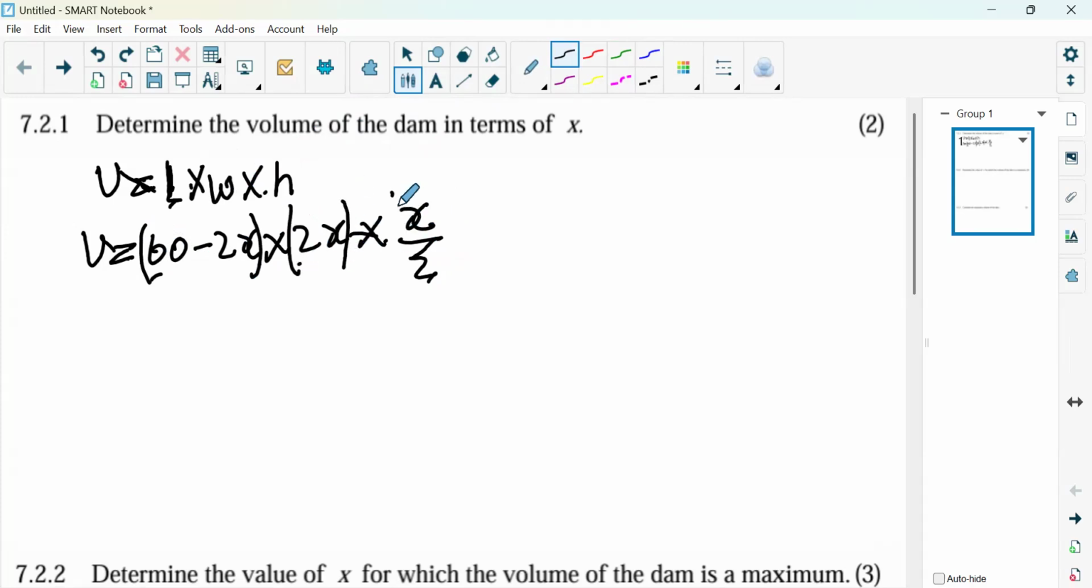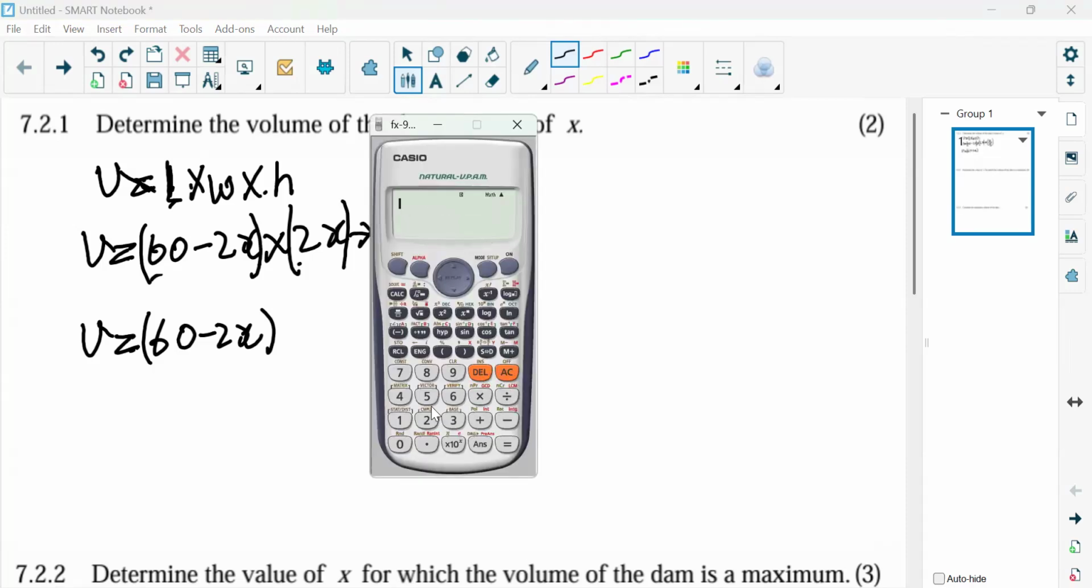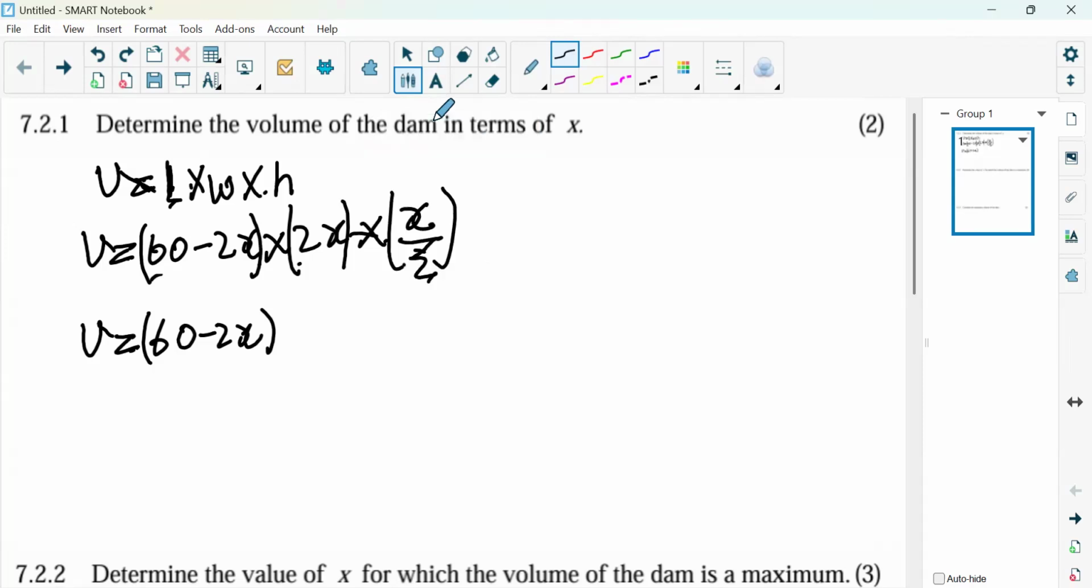So V is equal to the first one, which we leave exactly the way it is: open bracket, 60 minus 2x. And then we say 2x multiplied by x all over 2. 2x all over 2 is the same as 2 multiplied by 1 all over 2, 2 multiplied by half. So what do you get? The x is in the numerator, so x multiplied by x gives us x squared. The 2 in the denominator and the 2 in the numerator divide each other out. So now we get x squared. How did you get x squared?